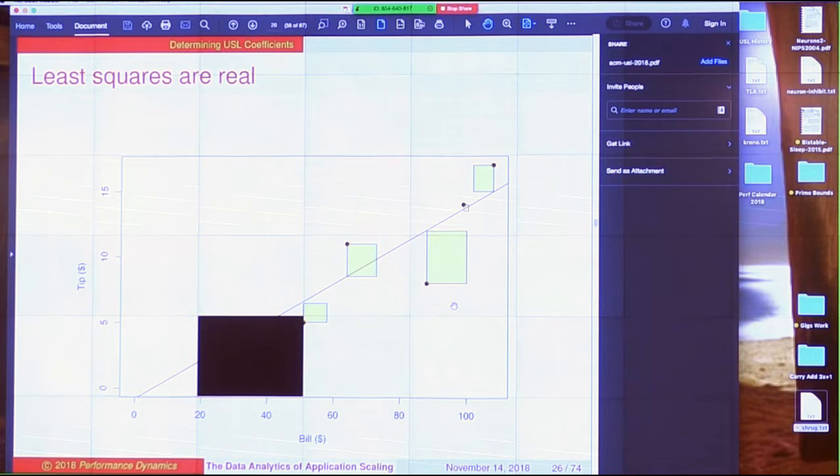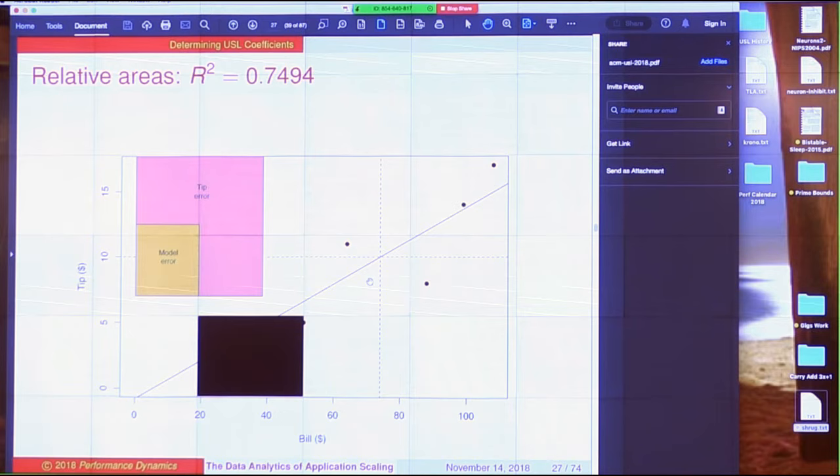If I combine these two plots together now, you can see that the original tip error is the amount shown in the red, and the model error, that's to say, the yellow squares from comparing the two random variables, the tip and the bill, is the yellow area, and you can see that roughly speaking, the relative proportion is about 75%. In other words, the remaining error is about 25%.